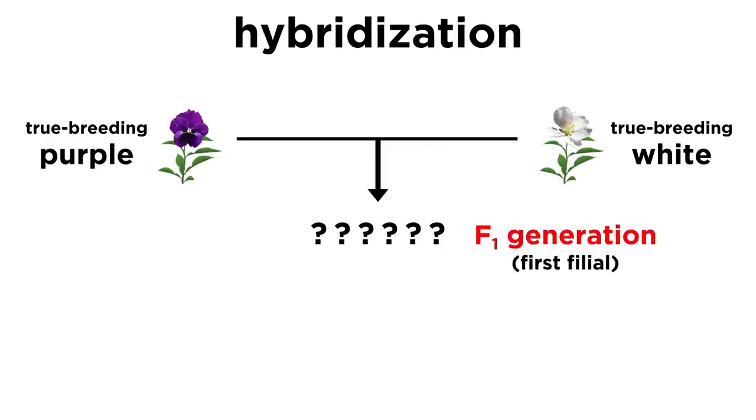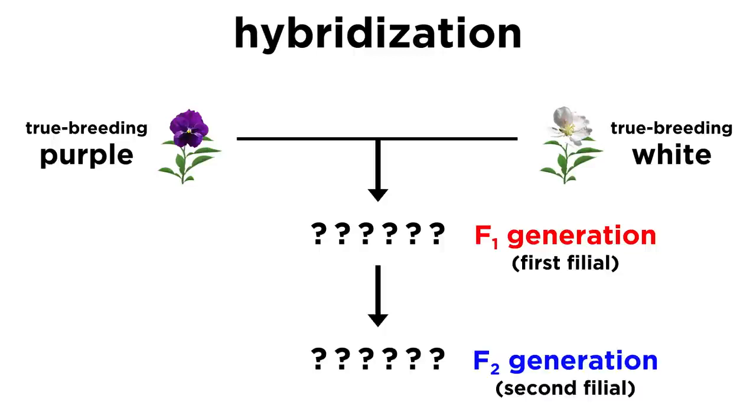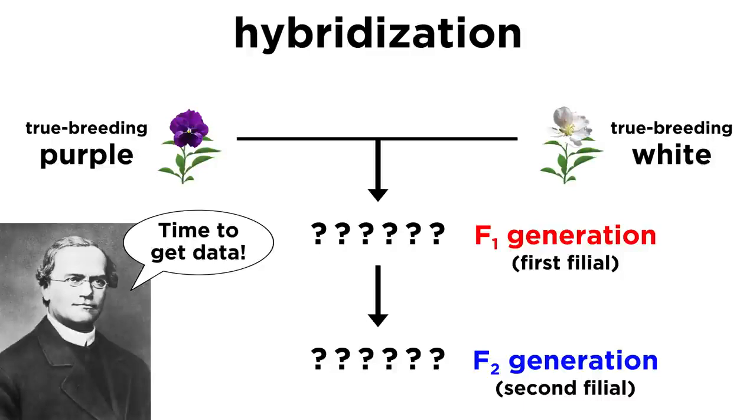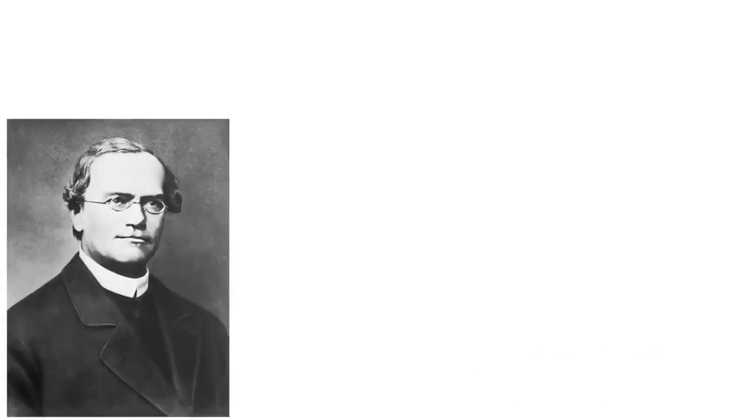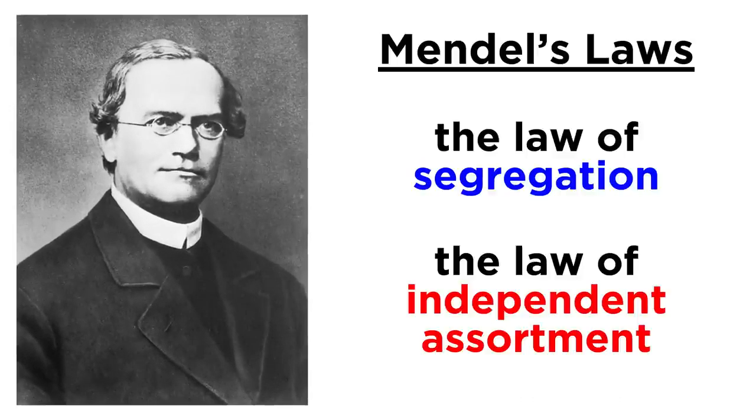while the offspring will be referred to as the F1 generation, or the first filial generation, from the Latin word for son. If these F1 plants are allowed to reproduce further, we get the F2, or second filial generation. Mendel did experiment after experiment with different kinds of pea plants, following the traits expressed, or phenotypes, up to the F2 generation. From this mountain of data, he developed two fundamental laws of genetics. These are the law of segregation and the law of independent assortment.